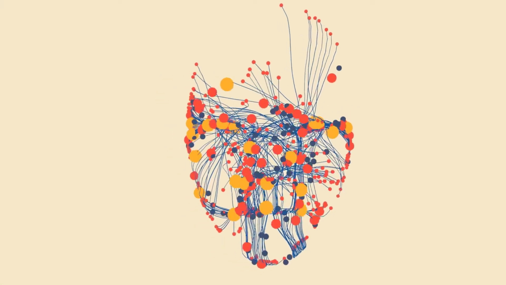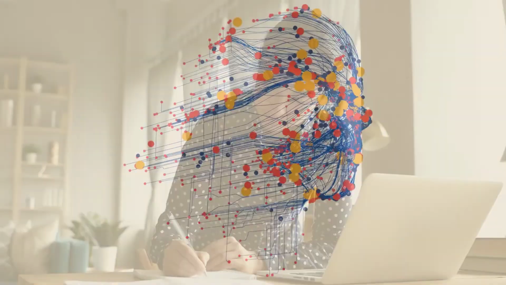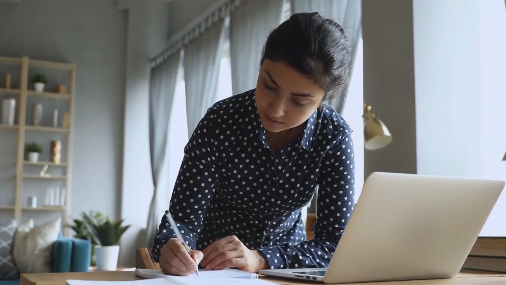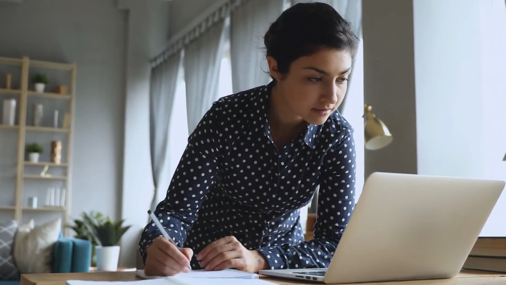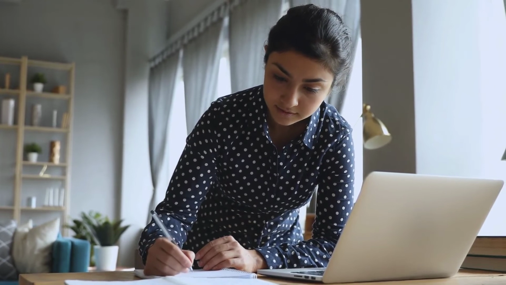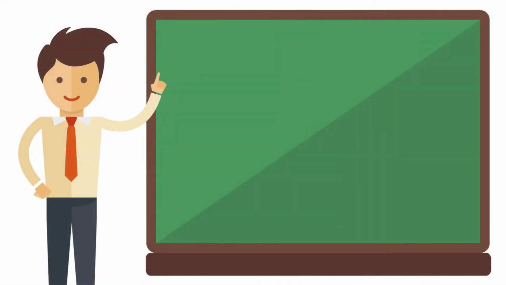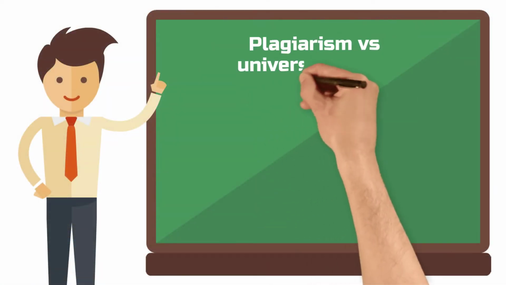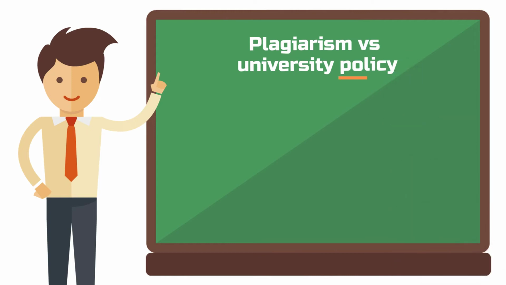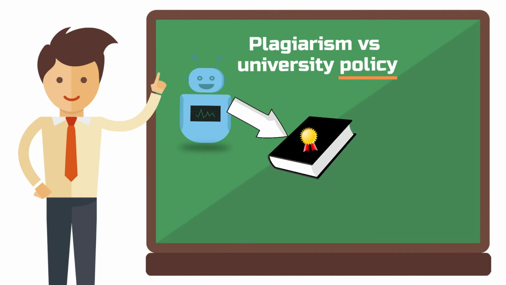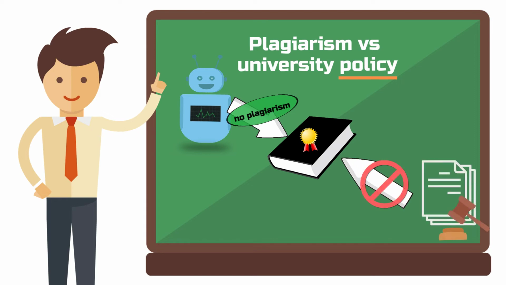We have seen that you can use ChatGPT in different ways. How you use it determines whether you are plagiarizing or not. But when evaluating academic assignments, plagiarism is not the only criterion. What do I mean by that? You can use ChatGPT as a tool for your assignments and not commit plagiarism, but still violate the university policy.